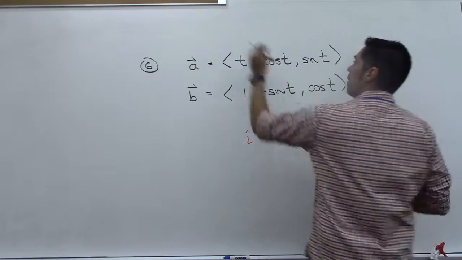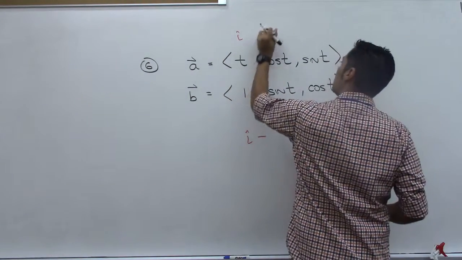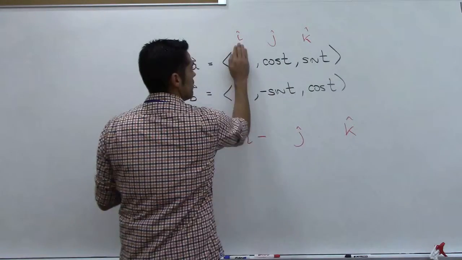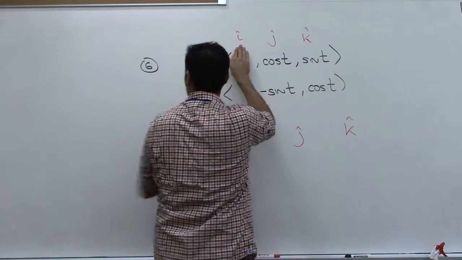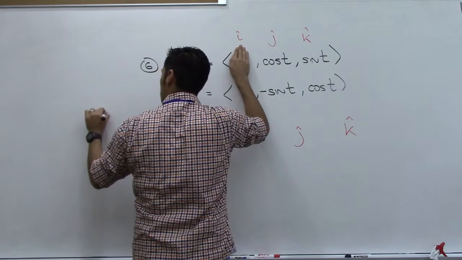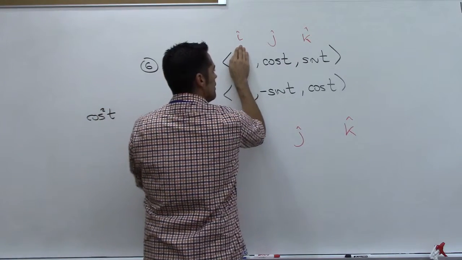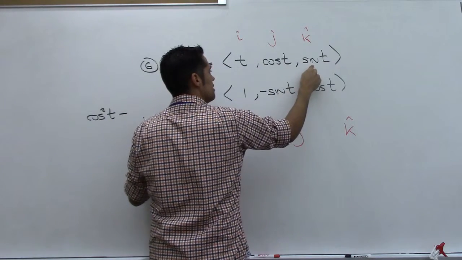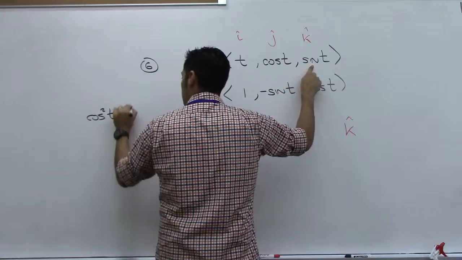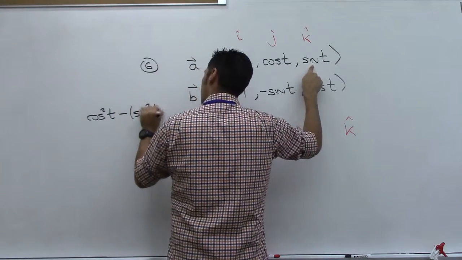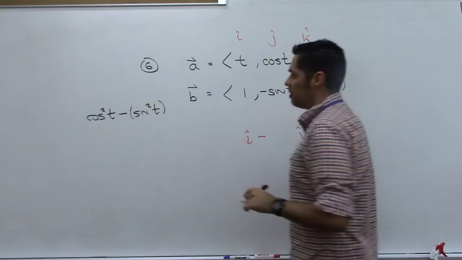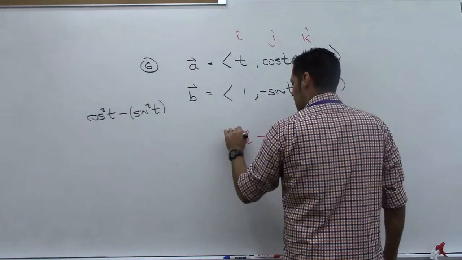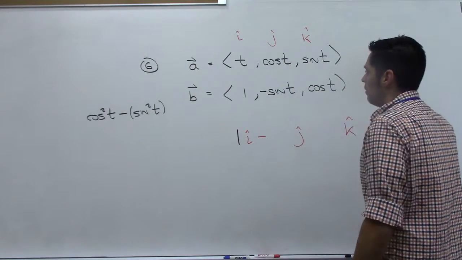So this is I, J, K. Figure out what I is, I cover it up. Cosine T times cosine T is cosine squared T. And then minus, and then negative sine T times sine T is negative sine squared T. And that's cosine squared T plus sine squared T. That's just 1. That's the Pythagorean identity from pre-cal. So I've got 1 there.